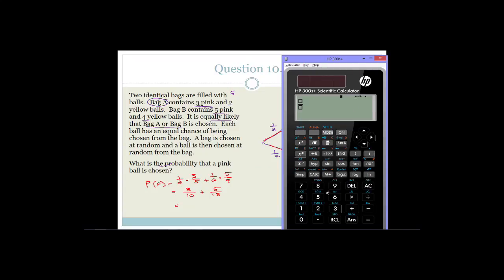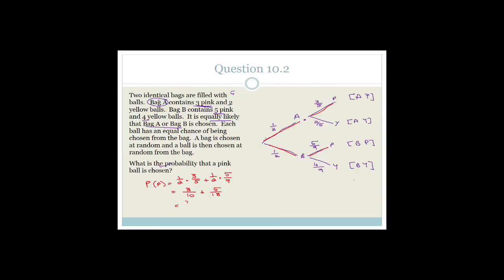So it becomes 3/10 plus 5/18 equals, and the probability is 26 over 45, which is 0.58 or 58%. So the probability is either 26 over 45, or we could write it as 0.58, rounded up, or we could say it is 58%. So there's a 58% chance that we would get a pink ball out.